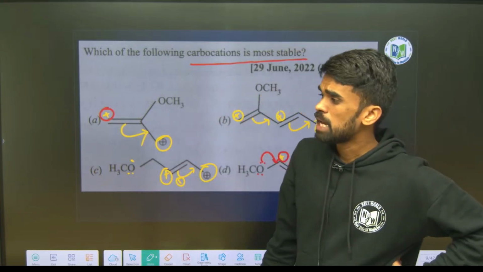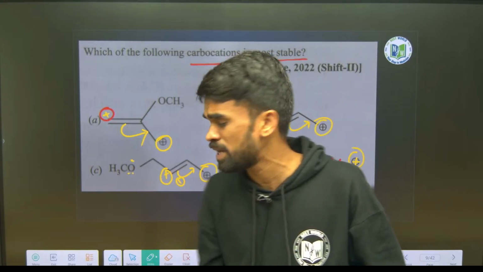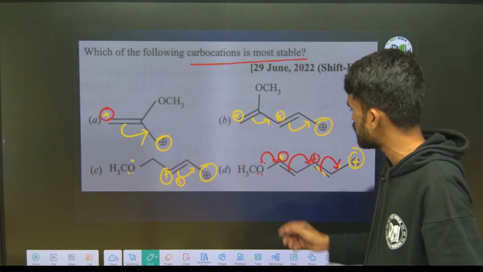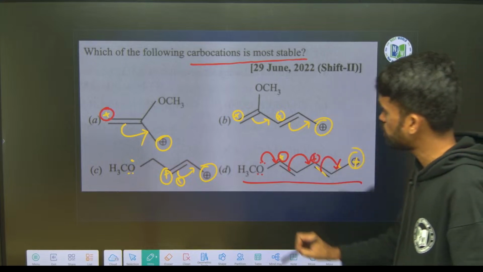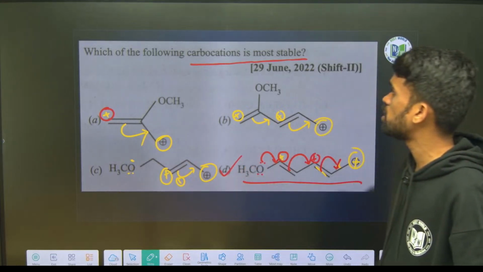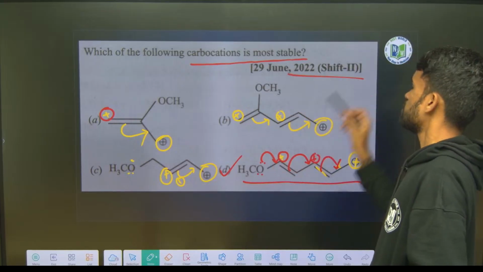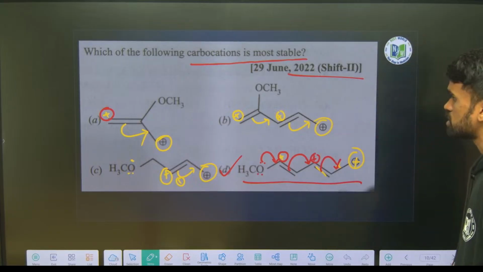Now based on this understanding, where we have more number of resonating structures, tell me. In the fourth option you have more number of resonating structures, and it is continuous. Therefore, which is more stable? Option D will be the most stable carbocation among the given 4 options. Again, this is a JEE Main question. Let us move forward with a few more questions.